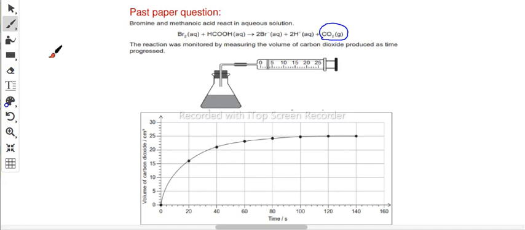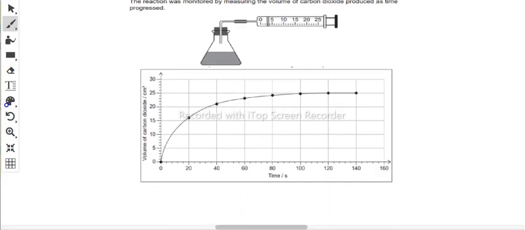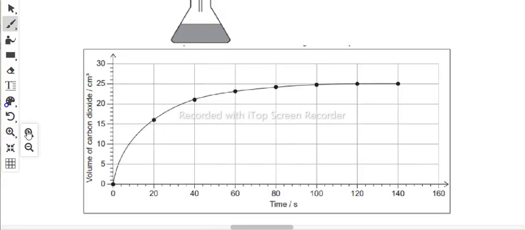So you can go back another time and look at how we can use this gas syringe as one of the experimental methods to monitor the rate of a chemical reaction, since there is a gas produced from this reaction. We have here the graph that shows the volume of carbon dioxide and the time.